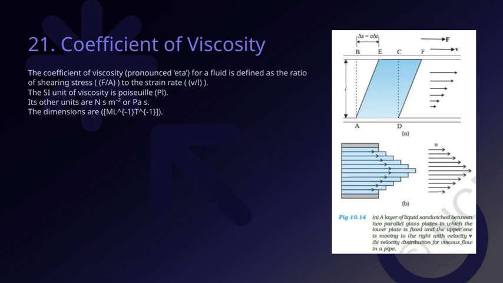It's essentially a measure of a fluid's resistance to shear deformation. To put it simply, it's defined as the ratio of the shearing stress, which is the force per unit area, to the strain rate, or how quickly the fluid is deforming. In terms of units, the SI unit for viscosity is the poiseuille, abbreviated as PL. However, you'll also see it expressed in other units like Newton seconds per square meter, which is Ns/m², or equivalently, Pascal seconds, Pa·s. Now, looking at its dimensions, the coefficient of viscosity has the dimensional formula of ML⁻¹T⁻¹.